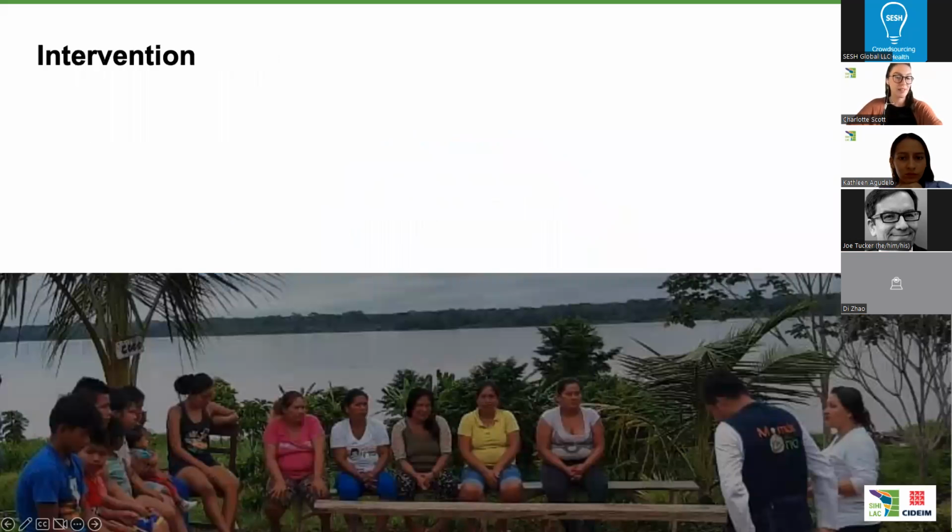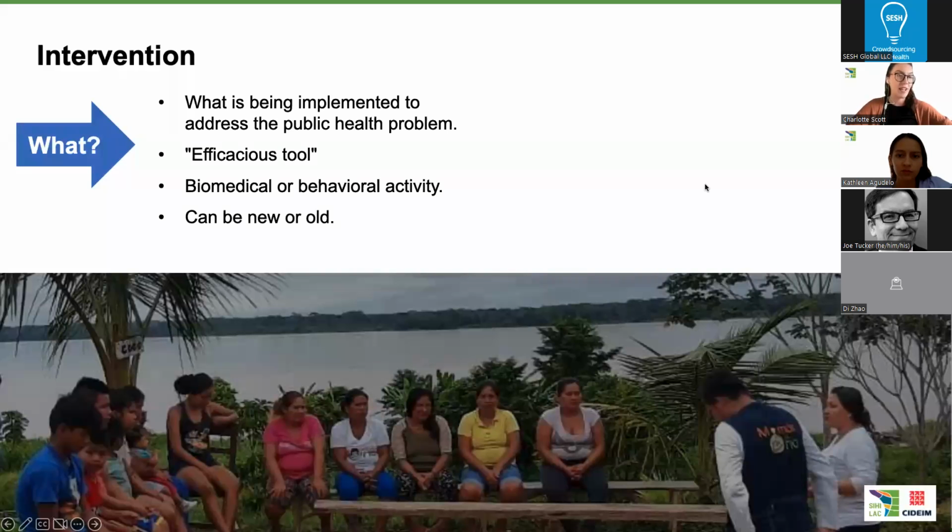So the first here that we'll look at in detail is the intervention. So as we've discussed, interventions are discussed commonly in the context of medicine and public health. And in implementation research, the intervention is basically what is being implemented to address the public health problem of interest. It's also important to refer to it as the efficacious tool, since it must be proven to work in addressing this public health problem. So it includes both the what that we can see here on the left, as well as the how on the right of the equation.